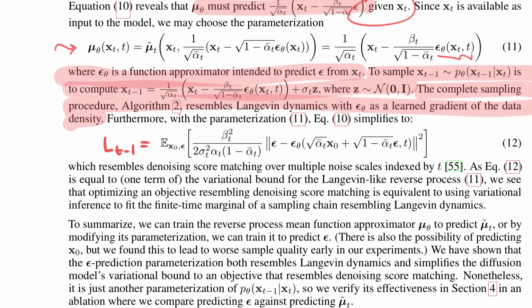Now, one other thing to do is that if you go back to this L_{t-1} definition, let's say you want to bypass this mu tilde over there and write everything based on epsilon, you will have this simplified formulation of L_{t-1}, which brings you down to this. Note that now you have this epsilon minus the parameterized version, epsilon theta. Now this formulation resembles denoising score matching over multiple noisy scales indexed by t.